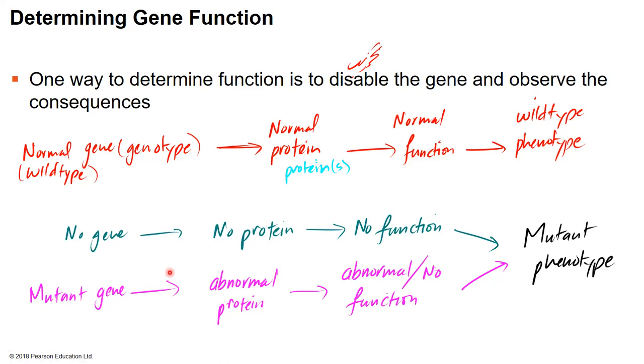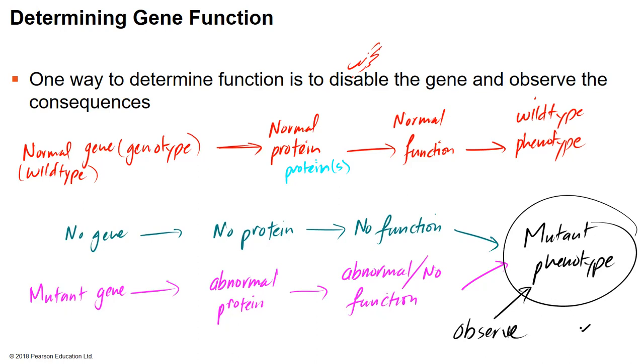So the idea here is that if you disable a gene by removing the gene completely from the genome, or maybe make the gene a mutant by introducing mutation, you will end up with a mutant phenotype. And this is what we do. We observe this mutant phenotype in order to have some information about the function of the gene. Because if you remove the gene or disable the gene or destroy the gene completely, or maybe disrupt the gene or make it a mutant, you will end up with a mutant phenotype.